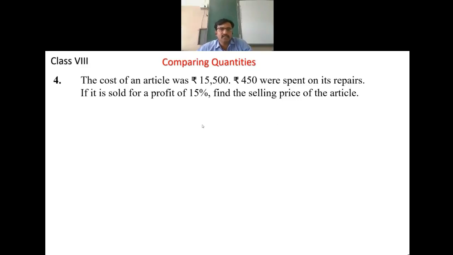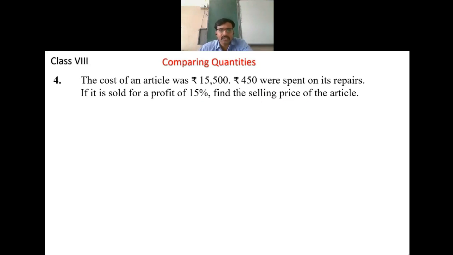Here the cost of an article was 15,500 rupees. 450 rupees was spent on its repair. If it is sold for a profit of 15%, find the selling price of the article.